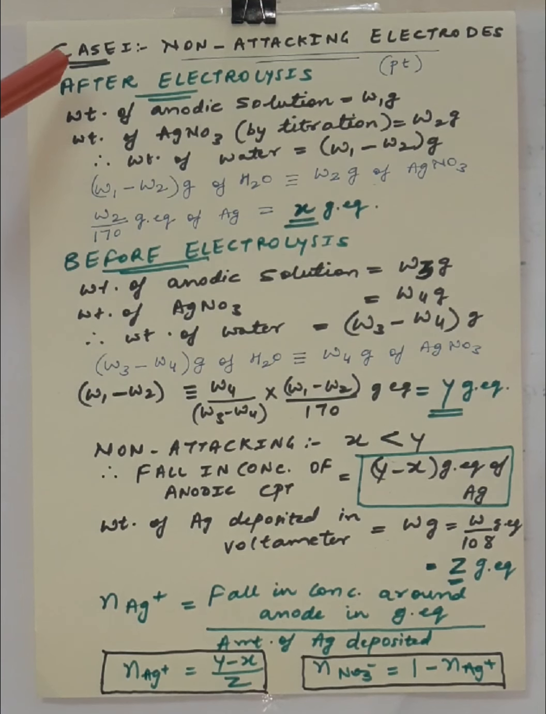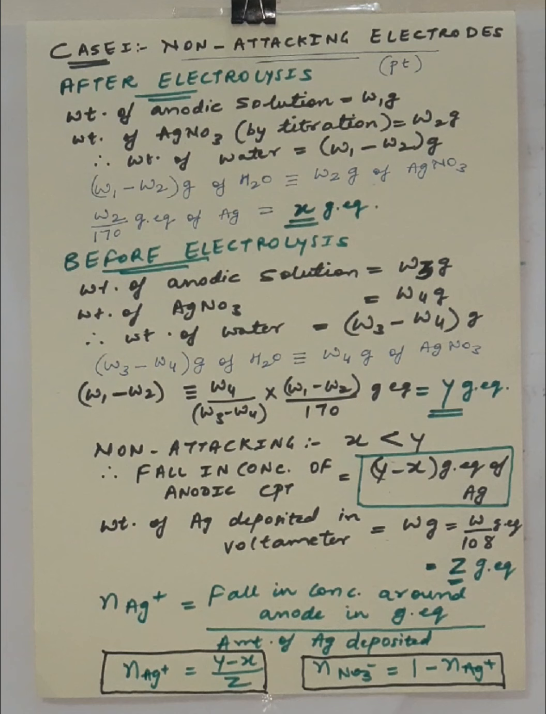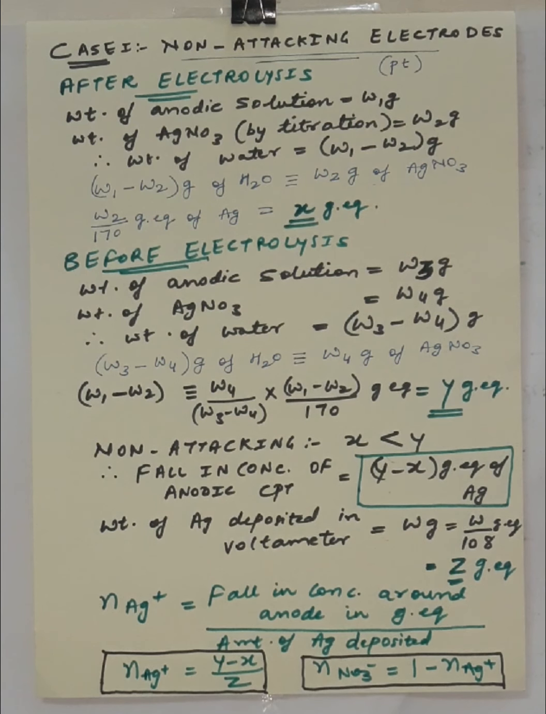After electrolysis, what are the observations you need to find out? What is the weight of the anodic solution you are taking? Say that is W1 gram. When you are done with titration, what is the weight of silver nitrate you got? Say that is W2 gram. So what will be the weight of water within that anodic solution? That will be W1 minus W2 gram.